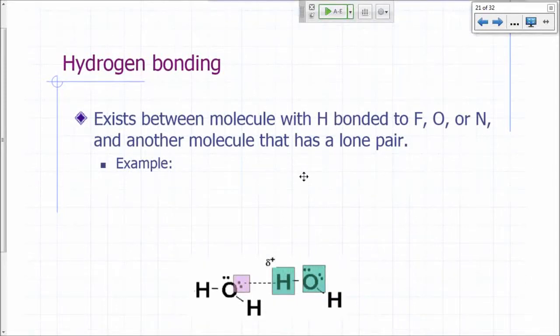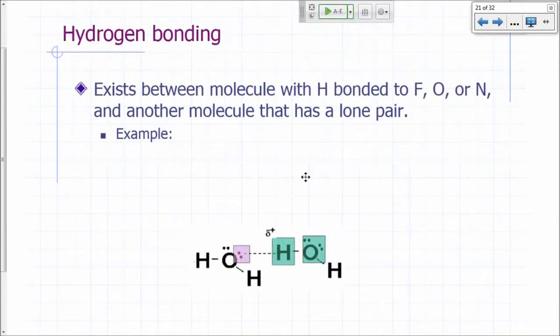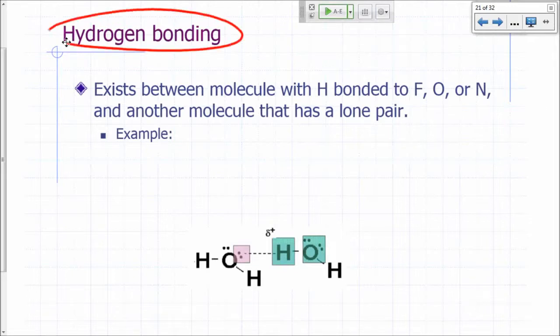All right, so let's talk about hydrogen bonding. I mentioned this earlier when we talked about H2O and H2S, and there was an anomaly in our predictions. That anomaly is due to what we call hydrogen bonding. Hydrogen bonding is an interaction that occurs between two molecules.